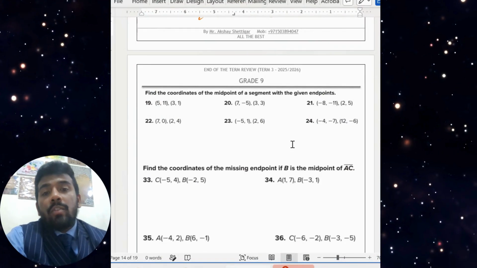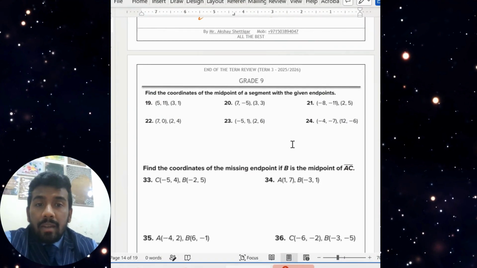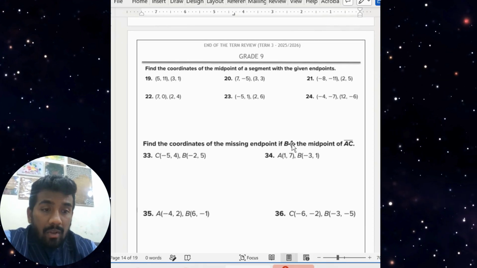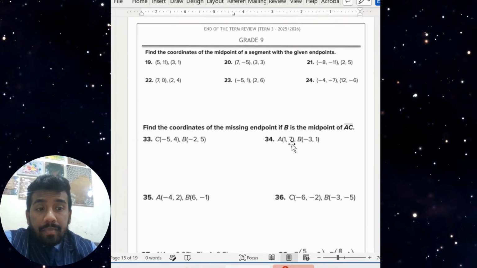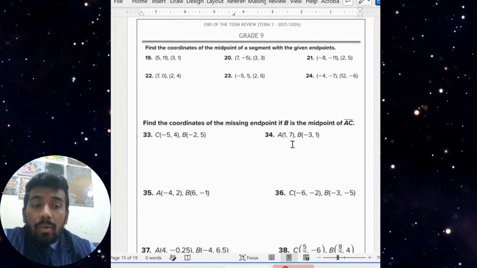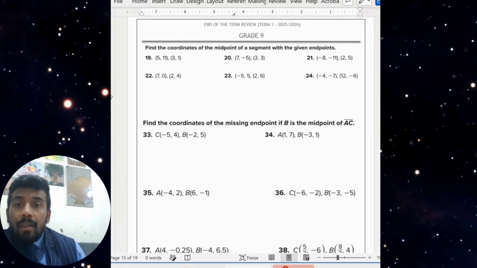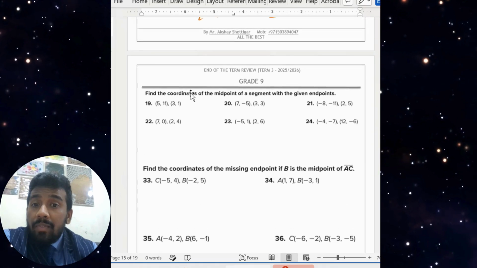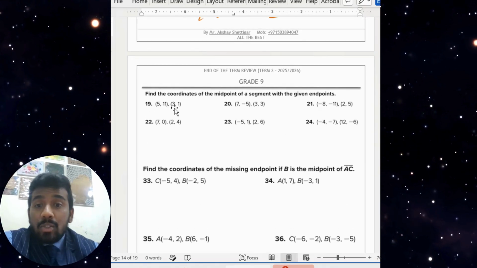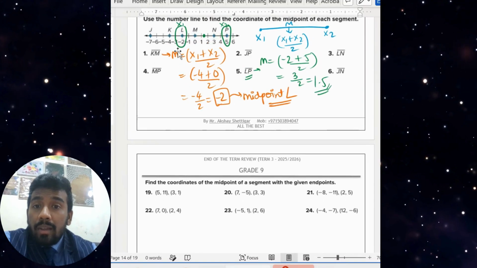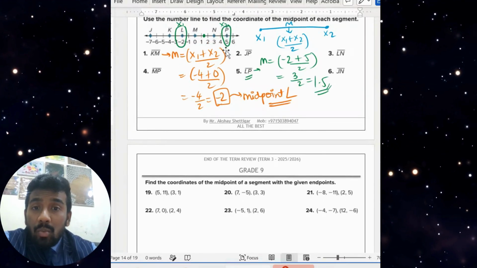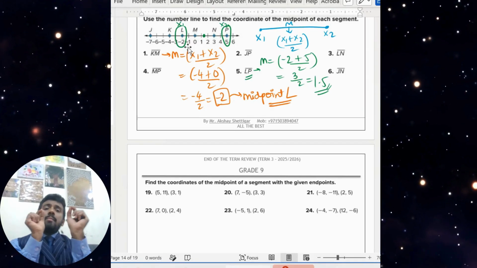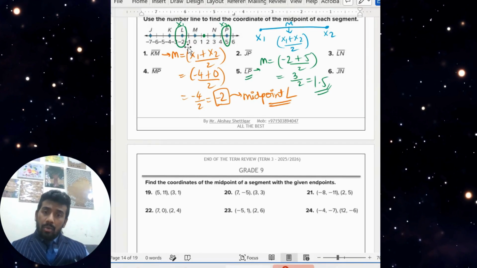Find the coordinates of the midpoint of a segment with the given endpoints. Now here it's a little bit different. You see here also we need to find the midpoint, but here you have x, y, x, y. Here it was easy, just one number. When you have just one number, just add and divide by 2.